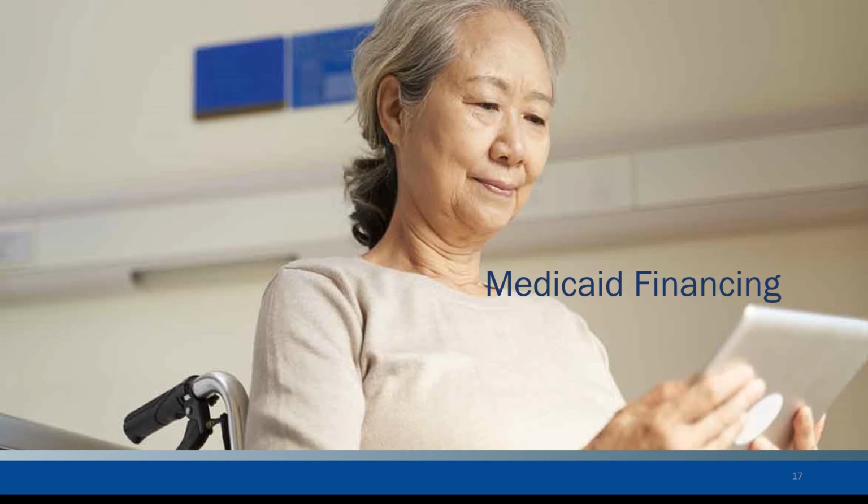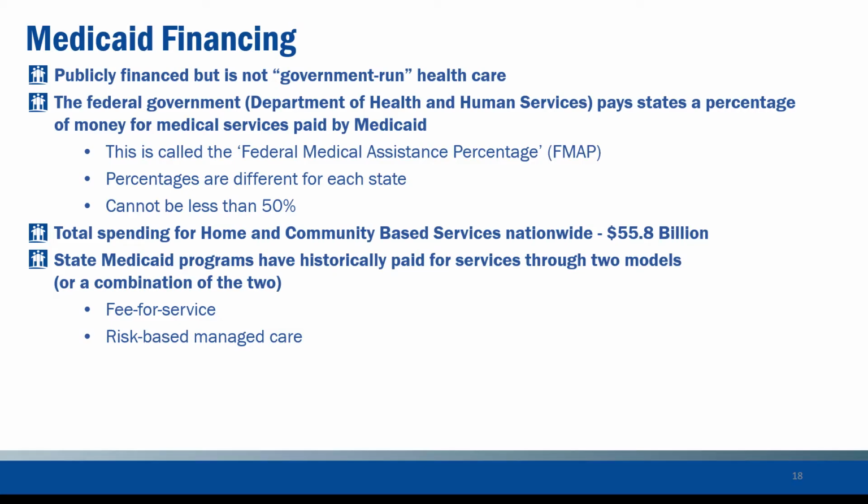How is Medicaid financed? Understanding Medicaid financing can often be incredibly complicated and complex. However, we'll try to give you a brief snapshot of how Medicaid is financed throughout the United States. Medicaid is publicly financed but is not a government-run healthcare program. The federal government, through the Department of Health and Human Services, pays states a percentage of money for medical services paid by Medicaid. This is called the Federal Medical Assistance Percentage, or as we commonly call it, the FMAP.